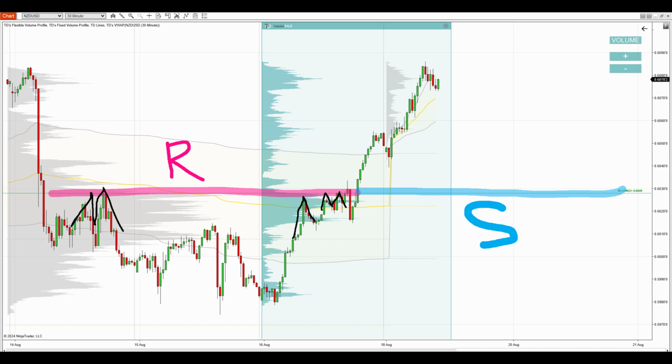All right, that's the same setup as I was showing you on the Australian dollar, US dollar. And again, we just need to wait for that pullback, and if it occurs, then take it from there.